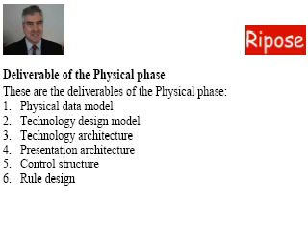In row 4, the physical scope, the deliverables are 1, the physical data model, an extension to the logical data model. 2, technology design model, an extension to the systems architecture model. 3, technology architecture, an extension to the distributed systems architecture. 4, presentation architecture, an extension to the human interface architecture. 5, control structure, an extension to the processing structure. And 6, the rule design, an extension to the business rule model.